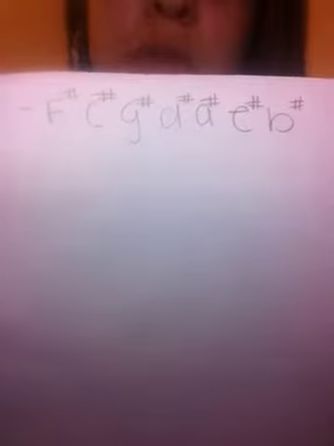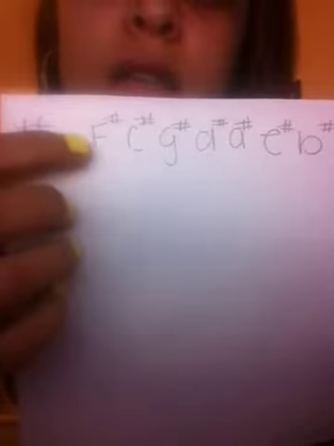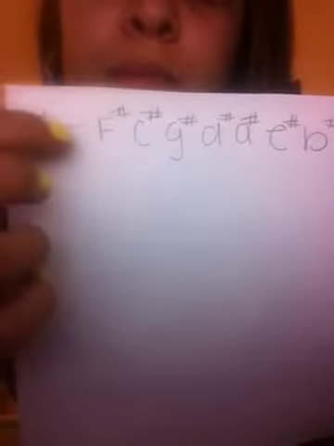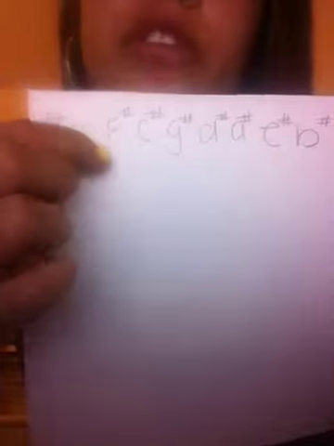So now I'm going to teach you the order of sharps. The order of sharps is backwards from the order of flats. But for me, it's easier to remember. Basically, you're just adding a half step to any sharp that's here. So let's say F sharp plus a half step is G. So in the key of G, there's only one sharp, which is F sharp.